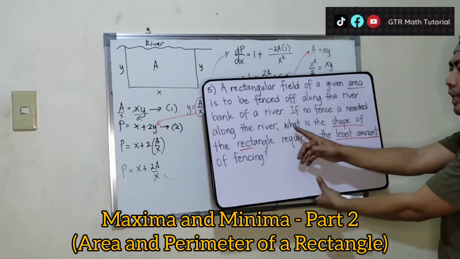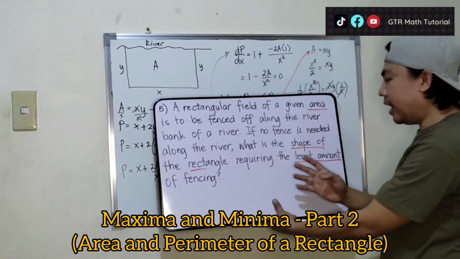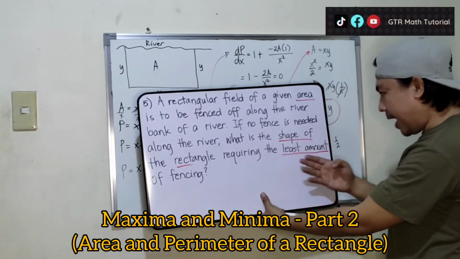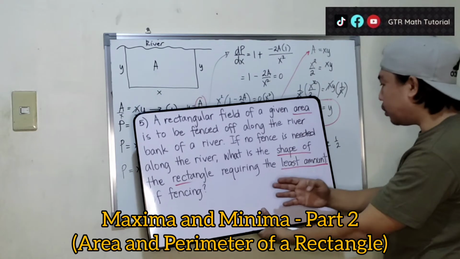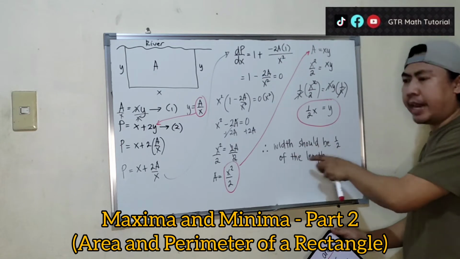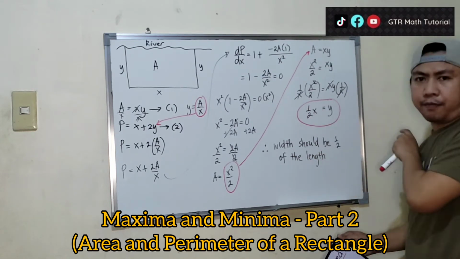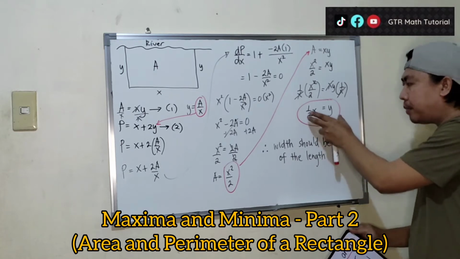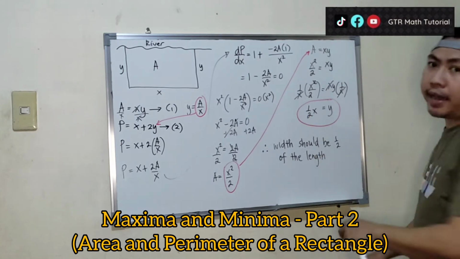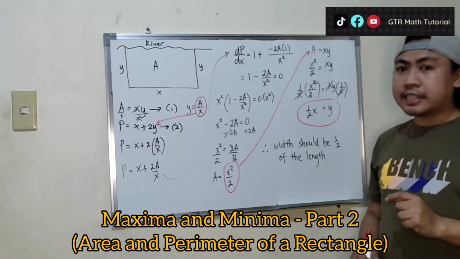Since the question is, what is the shape of the rectangle? So the shape of the rectangle, requiring the least amount of fencing, is that the width should be 1 half of the length. Or in equation, y is equal to 1 half of x. Okay, so this should be the shape of the rectangle to minimize the fence. Okay, so next example.